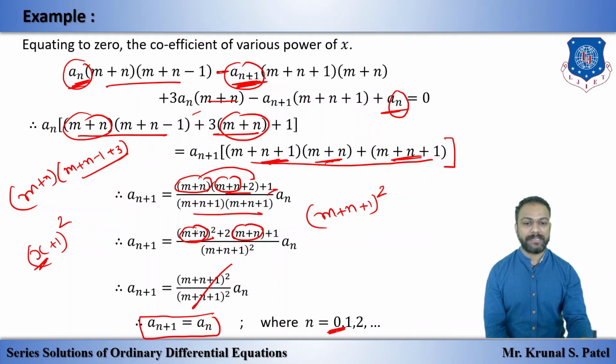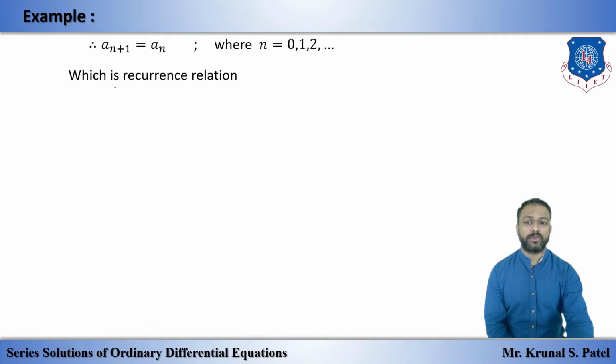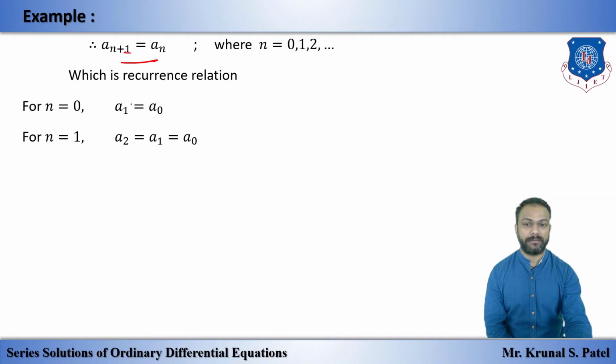And we'll start with n is equal to 0, because as I told in the collection step, we have a sigma starting from n is equal to 0. So we'll start with n is equal to 0. Now we will put different values. So this is the recurrence relation. We will put n is equal to 0. So we have a1 is equal to a0. n is equal to 1, so a2 is equal to a1, but a1 is a0, and so on.